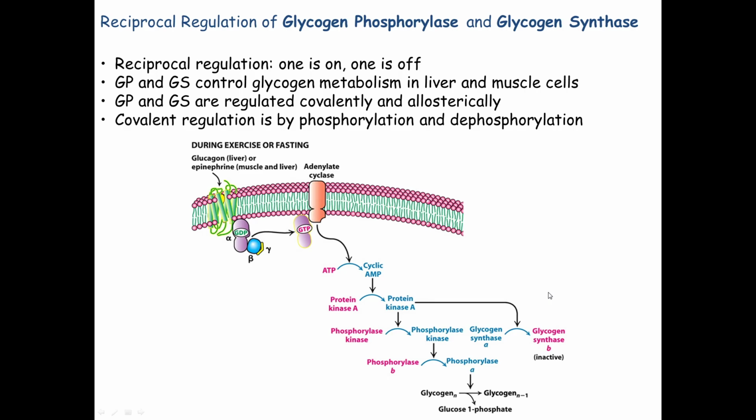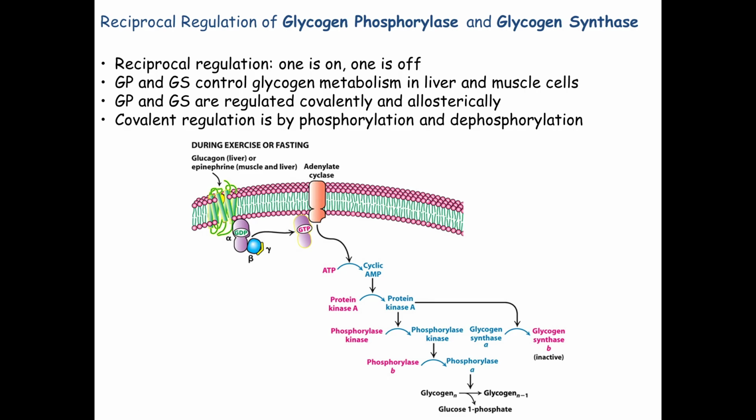And you can probably see logically why it had to be the opposite scenario, because I wanted one signal to turn on the degradation and turn off the synthesis. If they both were turned on by the same signal, they would be competing in reverse reactions. So I don't want that to happen. So phosphorylating this side degrades glycogen, and phosphorylating the synthase stops the synthesis of glycogen.